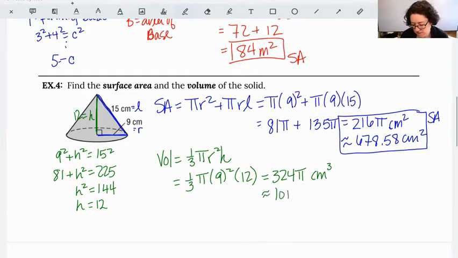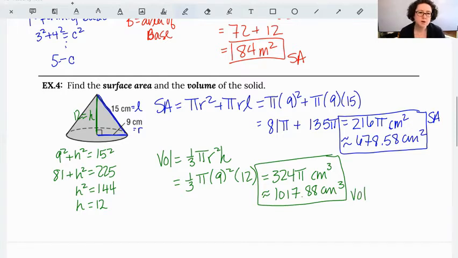So that's 1017.88 centimeters cubed. And again, notice I'm leaving a couple decimal places, but you always want to be careful, reread the problem and see if it specifies how you need to leave your answer.